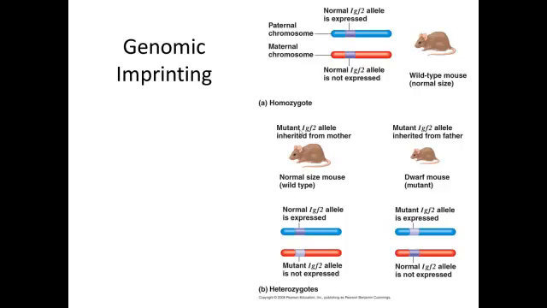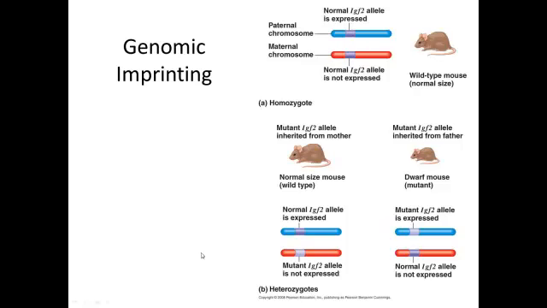Let's look at an example in mice. Insulin growth factor 2, or IGF-2, is turned off in eggs. It is turned on in sperm, whether the gene is inherited from the mother or the father of the male mouse. This was discovered using a mutation of the IGF-2 gene that results in dwarfism.